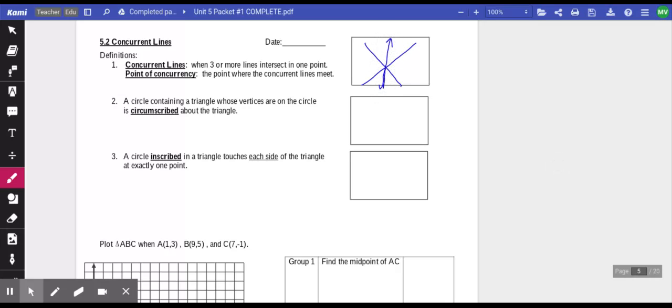So these 3 lines are concurrent lines because they cross at the same point, and that point is called the point of concurrency.